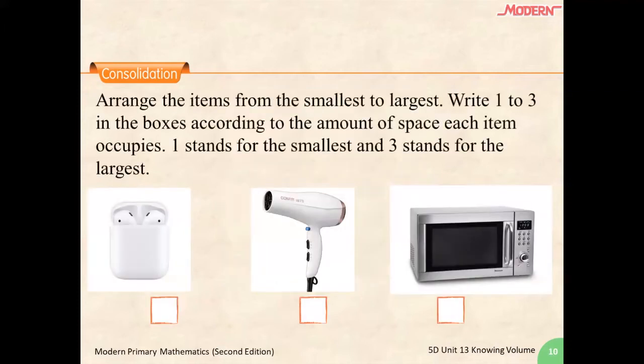Now, can you arrange the following items based on their real life size from the smallest to the largest, with 1 standing for the smallest and 3 standing for being the largest? So on the left, we have a pair of AirPods. In the middle, we have a hair dryer. And on the right, we have a microwave.